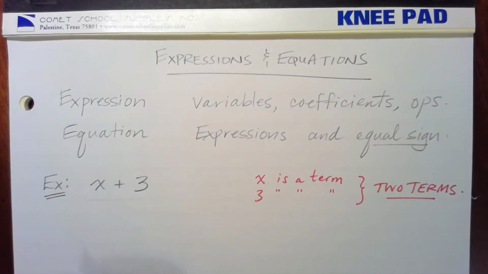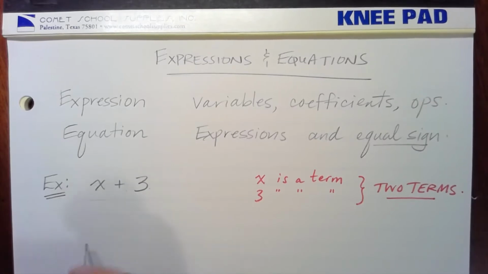Okay? So suppose you have x plus 3, and if I tell you that x equals 4, then you simply plug in the 4 where x is, and voila, you have 4 plus 3. Clearly that is equal to 7.